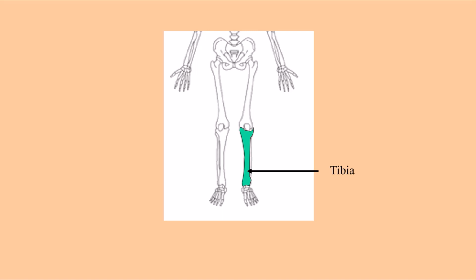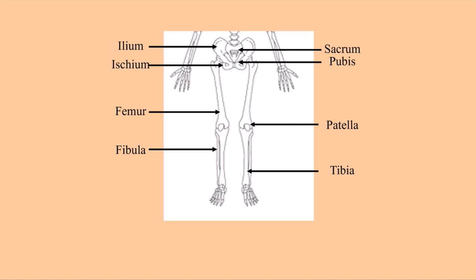Tibia is much thicker and stronger than the fibula. At the lower end, it articulates with the talus. Fibula is a long, slender bone present on the lateral side of the tibia. In the picture, you may see the butterfly-shaped pelvic girdle consisting of ilium, ischium and pubis. At the center, the sacrum, then femur, patella, tibia and fibula.